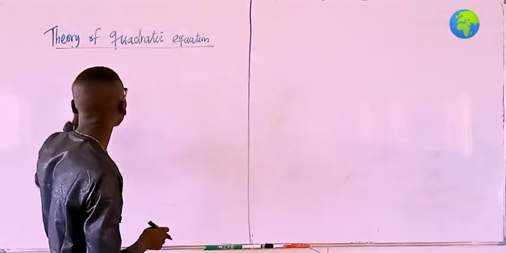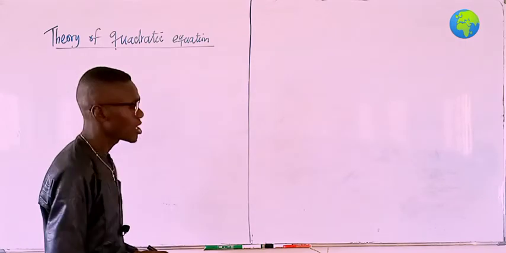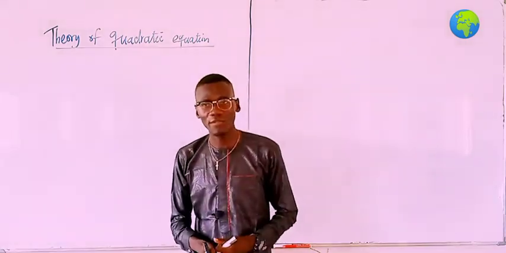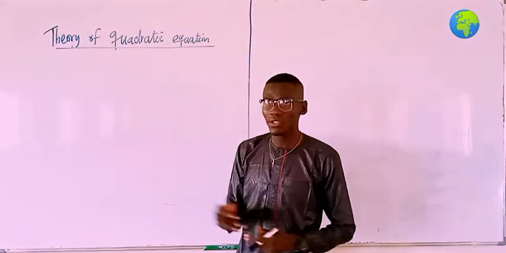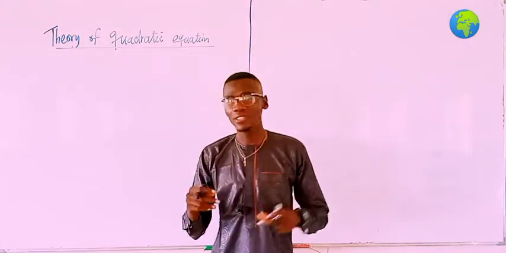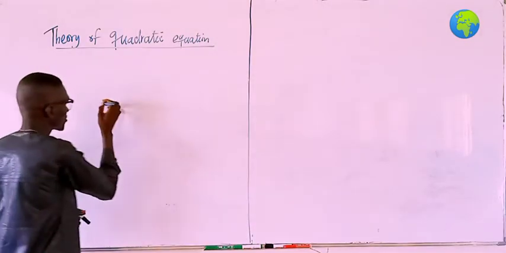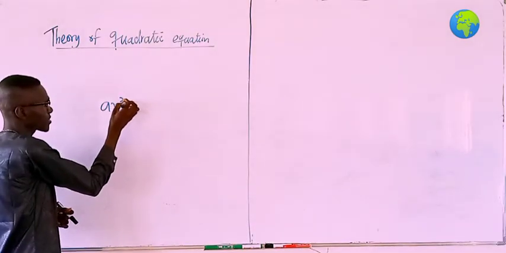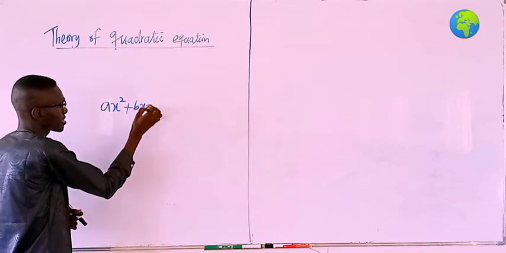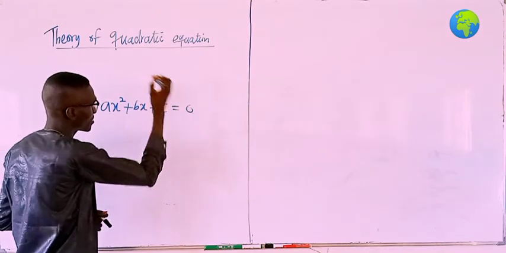Today's video we'll be talking about the theory of quadratic equations. We've not spoken about quadratic equations before, but this is just the beginning. But trust me, you are going to have the whole insight you need in quadratic equations. A quadratic equation is just an equation in the form ax squared plus bx plus c equals 0.